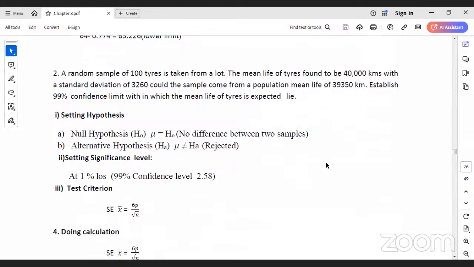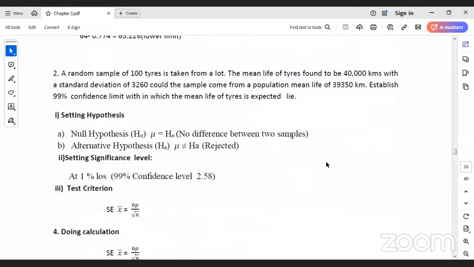So the next problem. A random sample of 100 tires is taken from a lot. The mean life of the tires is found to be 40,000 kilometers. Mean means X bar, 40,000 kilometers. On an average, one tire will run 40,000 kilometers on the road once you purchase it. That is the average capacity of a tire.